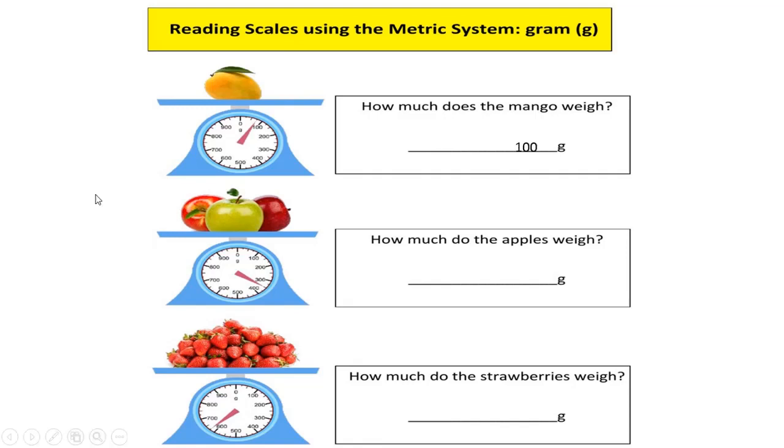And the next picture. The needle is between 300 and 400. So the answer is 350 grams. How much do the apples weigh? 350 grams. Next, how much do the strawberries weigh? 100, 200, 300, 400, 500, 600 grams. The weight of the strawberries is 600 grams.